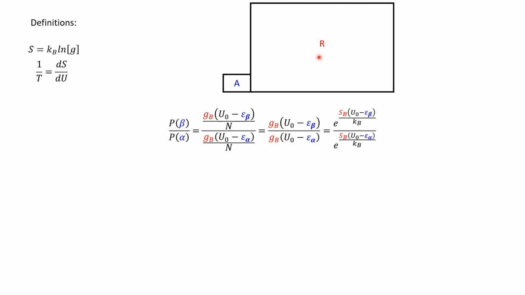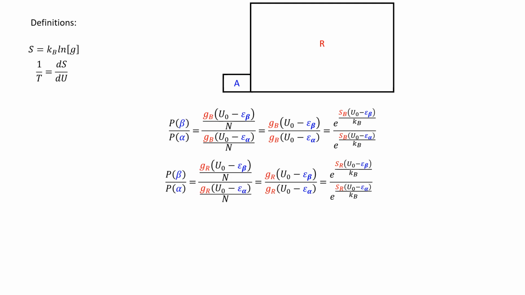So to do that, we're going to change the letter from B to R to denote that system B is a reservoir, which is the technical term for a very, very big system. So we're going to repeat the same analysis, but now using the index R to remind ourselves that we are assuming that system B is a reservoir.